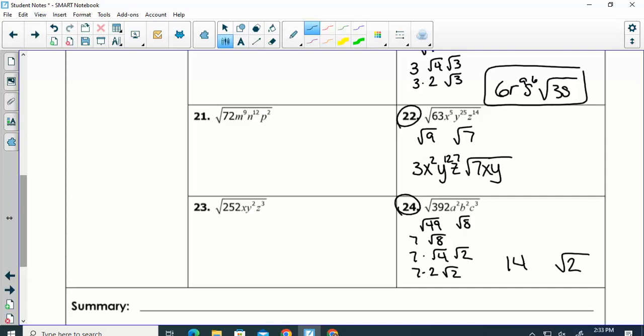If you have 2 A's, how many groups of 2? 1. 2 B's, so we can have 1 group of 2. 3 C's. 1 group with 1 left.